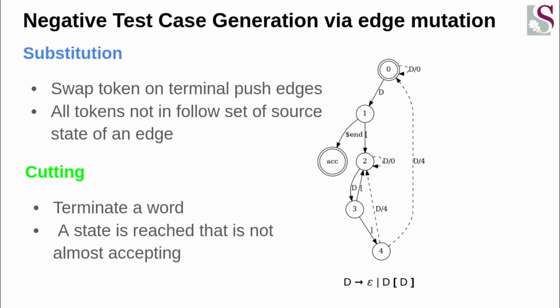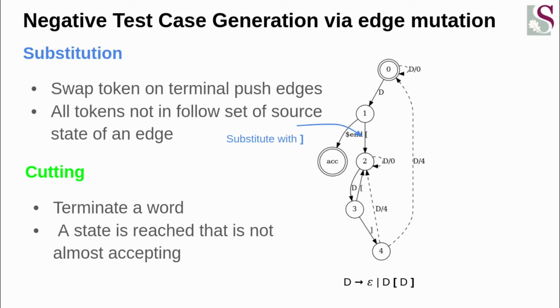Next we also have substitution. That works very similar to insertion, except instead of just inserting a token after a state, it will swap the token on terminal push edges. So we do this when we once again can see that the token is not in the follow set of the source state of that edge. So for example, we can swap the opening bracket on this edge with a closing bracket, since the follow set of state 1 only contains an opening bracket.